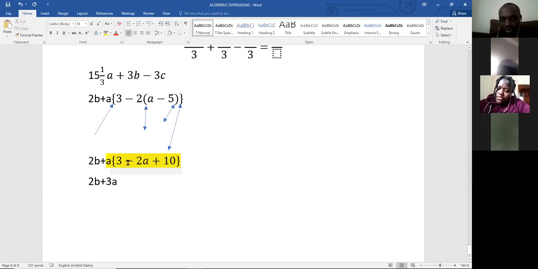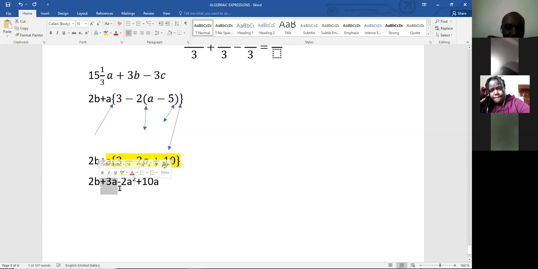A times negative 2A, and the answer is negative 2A squared, because we have A times A there. Then you have A times 10, and the answer there is 10A. So to simplify this, you put the like terms together. What are the like terms? Like terms are 3A and 10A. These are the like terms in this particular problem.